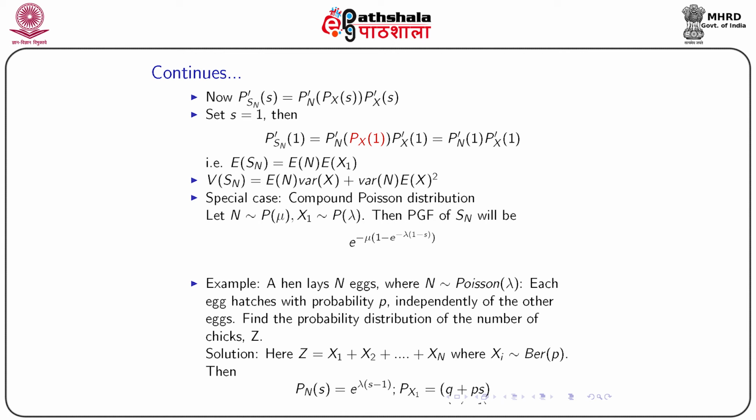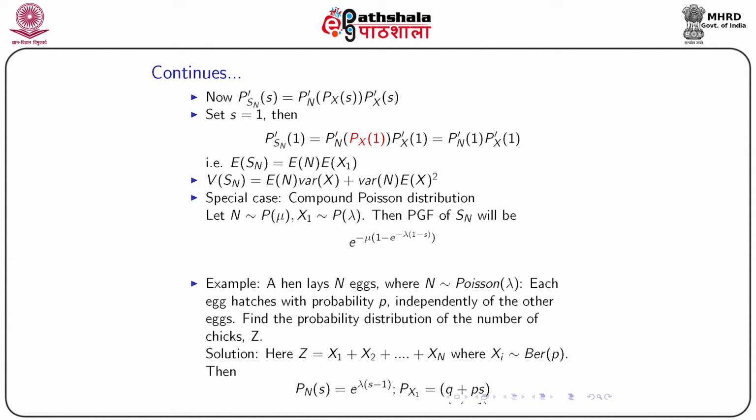This is what? Because this can be considered as a function of another function. So the argument of this function is itself a function. So if we want to differentiate, first we have to differentiate the first function, then we have to differentiate the function which is acting as an argument of that function. Now we put s equals 1.